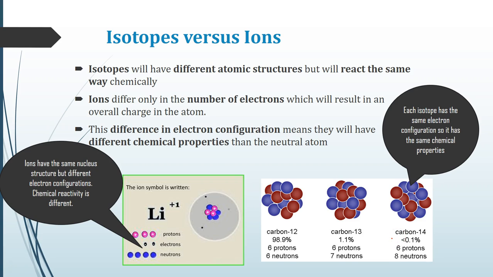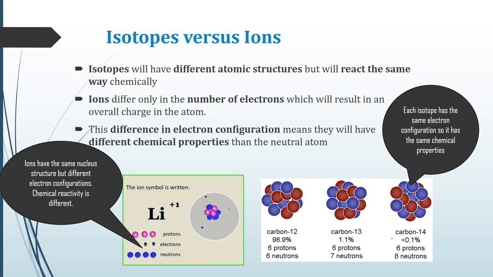So these are a couple of things that you need to remember when it comes to isotopes and ions. We're going to talk about ions again a little bit more, but you should be familiar with them from your previous studies. Isotopes have different atomic structures but react the same way chemically. They can still form ions, but they will react exactly the same way chemically. It's very difficult for us to determine the difference between isotopes.